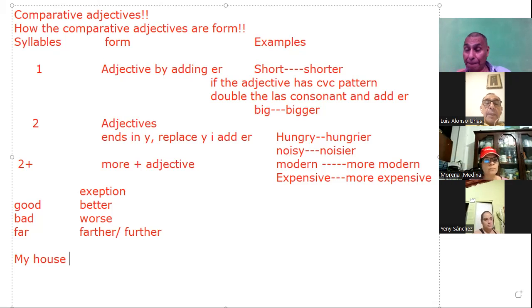You need help? Es que casi no leo aquí. Okay. Es que estoy desde mi celular y yo no leo muy bien. Not a problem. Okay, let's have Jenny helping us.